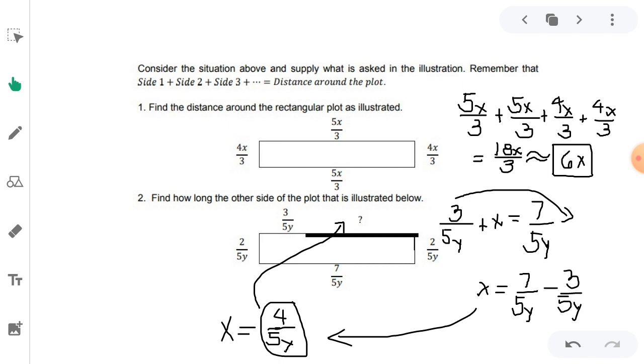How about number 3? How did you answer the item number 2? So in answering the item number 2, we let the unknown be variable x and then we add them, and then transpose natin si 3 over 5y sa kabila, sa right side, and then we subtract the 7 over 5y into 3 over 5y yung transpose natin para makuha natin yung answer na 4 over 5y.